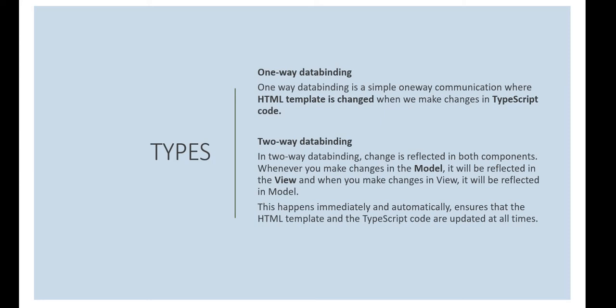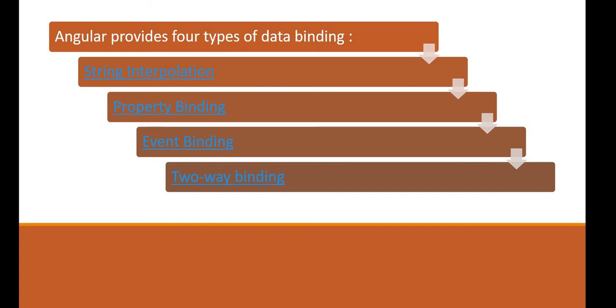In two way, it's like both ways. If we do any change in the TypeScript, then the UI will be updated. If the UI changes, then the back and forth action will be immediately seen. There are four kinds of bindings available depending upon the one-way and two-way binding behavior. String interpolation is a one-way binding. Property binding is a one-way binding. Event binding is a one-way binding.